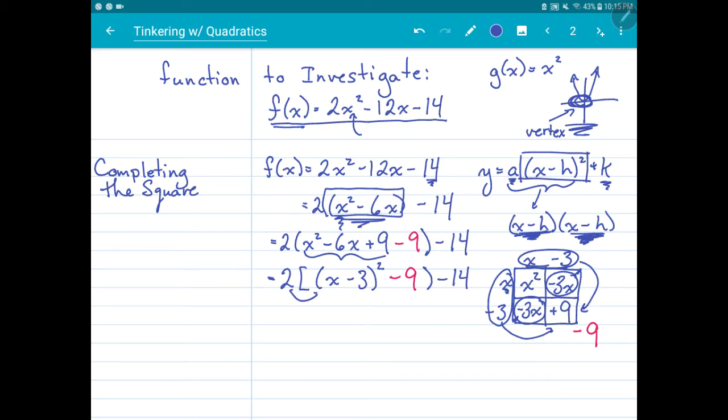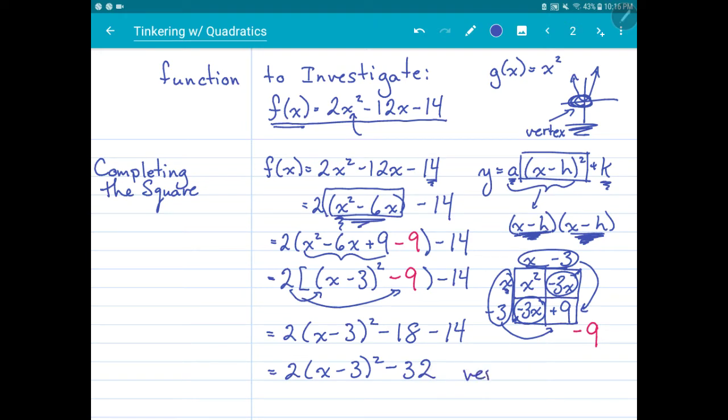And then I'm just going to distribute the 2 back in. I'm going to end up with 2 times x minus 3 squared minus 18 minus 14, which will end up being 2 times x minus 3 all squared minus 32. Which means I have a vertex at (3, -32) on this one. So all we did was rearrange this thing, keeping in mind what we were trying to get, which is that. Okay, so that's one thing you can do in order to investigate the function, in order to get a sense of what it looks like.